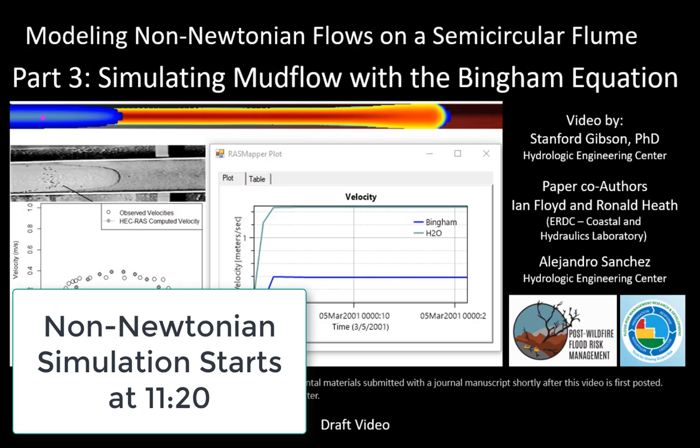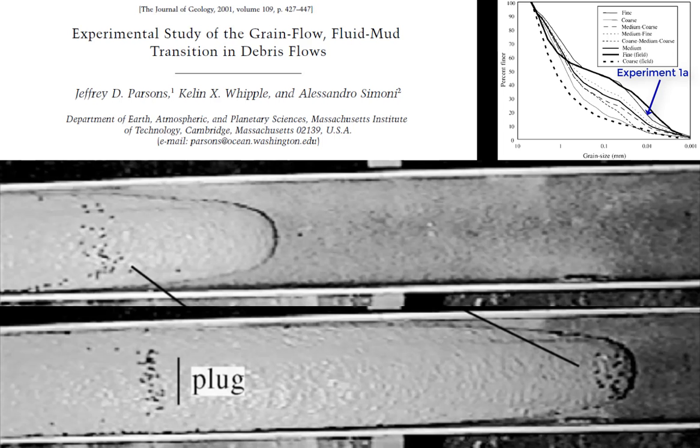The model we're building is simulating an actual flume experiment. This flume experiment was conducted by Parsons, Whipple, and Simoni, and was published in the Journal of Geology in 2001. They conducted about 30 different flume studies in these 10 to 15 centimeter half pipes with at least 7 different materials at really high volumetric concentrations, above 65%. And so they make a really good test case. We simulated 10 of these, but in this video we're just simulating one that uses a relatively fine material.